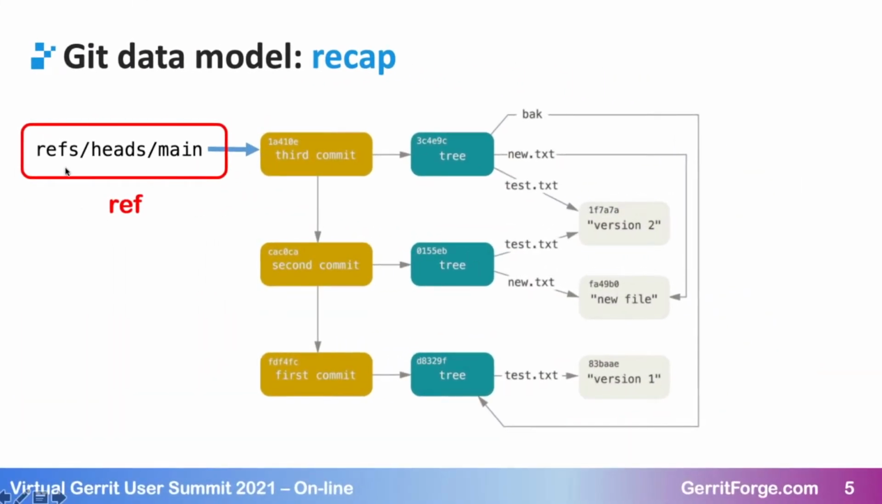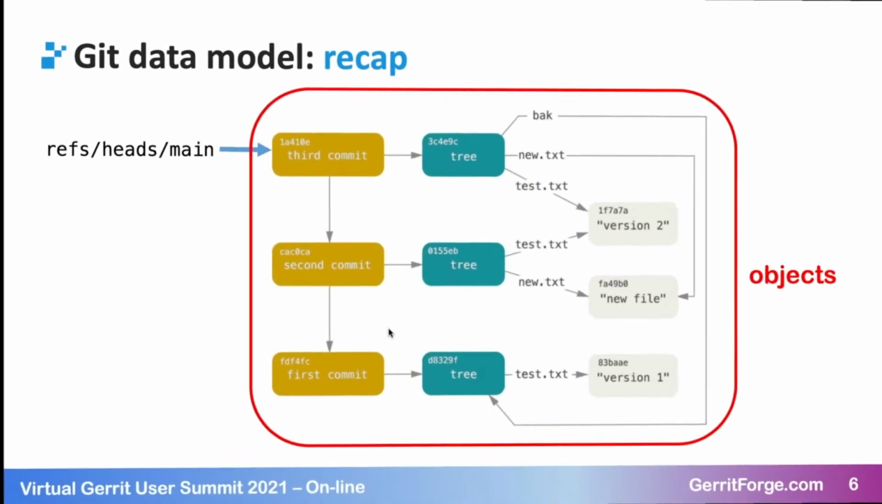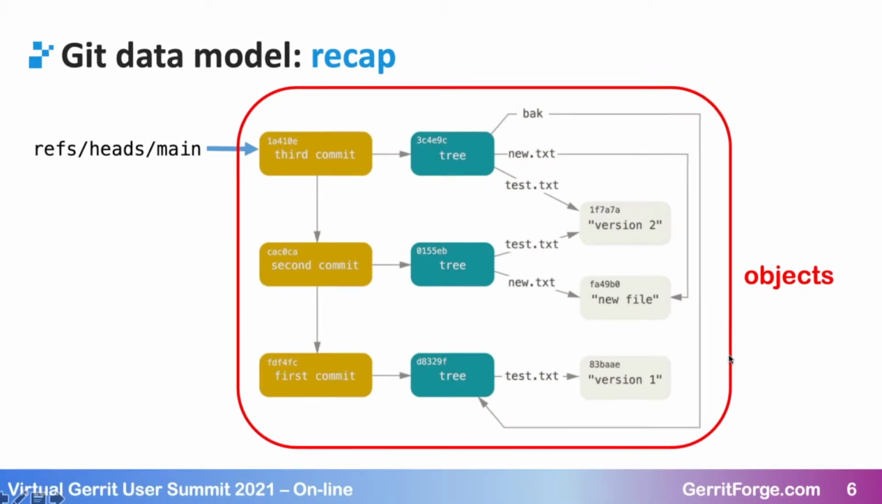So you have the refs here, they're just all the labels you can have, and you have the objects, and the objects could be of different types.